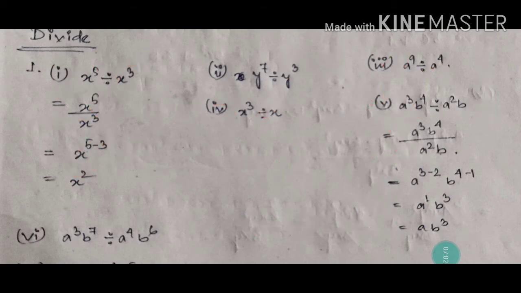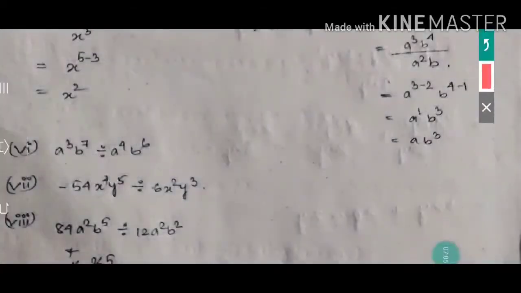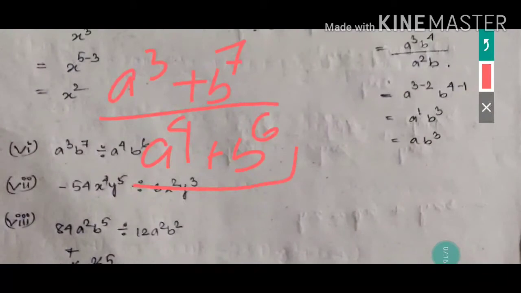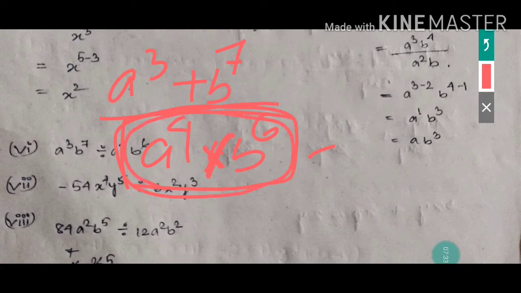Suppose it is given like this, a cube plus b power 7 divided by a4 plus b power 6. Then ultimately this denominator is a binomial, more than one term, so that division we will discuss in the next exercise. If in the numerator plus is given, but the denominator is multiplication, then the whole factors will be considered as one term, that means it is a monomial only. If plus or subtraction is given, then we will consider it as two terms.